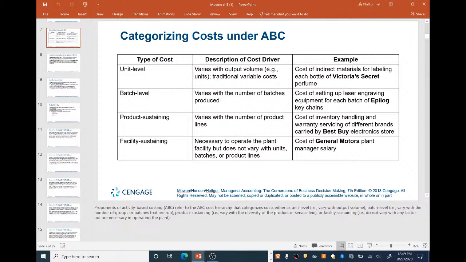Facility sustaining, this type of cost, the relevant cost driver would be whatever is necessary to operate the plant facility, but does not necessarily vary with the units, the batches being produced, or even the product lines as well. A good example here would be a General Motors plant manager's salary. Obviously that's different than any of the other factors that were mentioned previously.